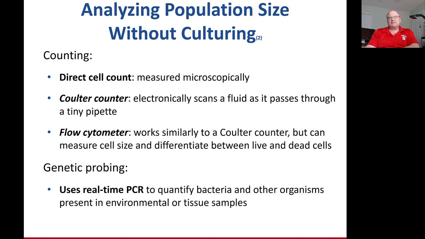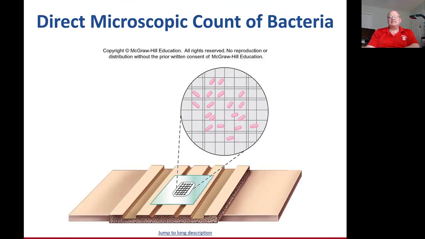Now we can count cells in various ways. We can do a direct cell count by just plating the bacteria out, which is a pain. We can use a coulter counter, which scans. In other words, every time it passes through a particular point, it flashes the light or blocks the light, and that pulse can be counted. Flow cytometers work in a similar way, but they can even measure the cell size, so it's more detailed. So these are interesting ways of counting bacteria. I've seen flow cytometers. They're used pretty frequently. And then we can use probe PCR and quantify by the amount of DNA that we can obtain back.